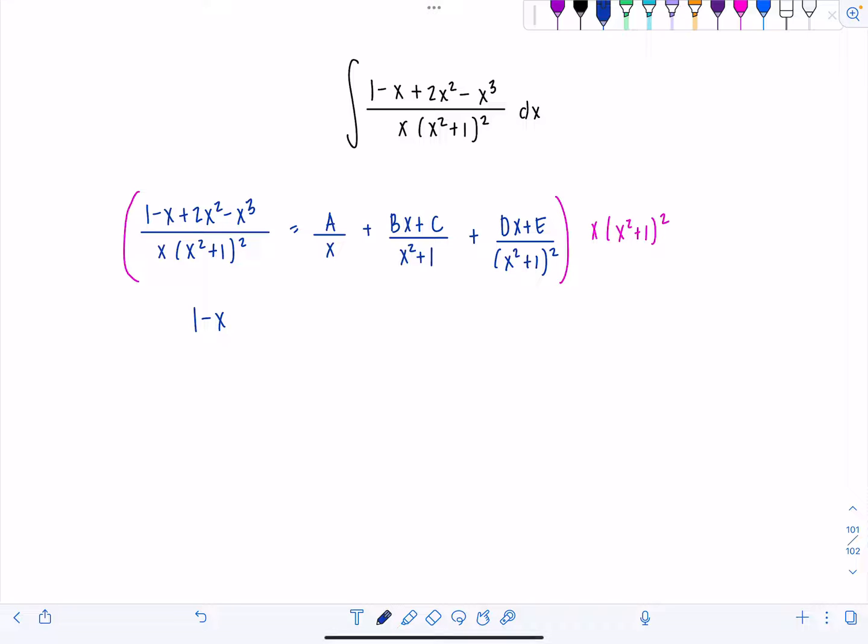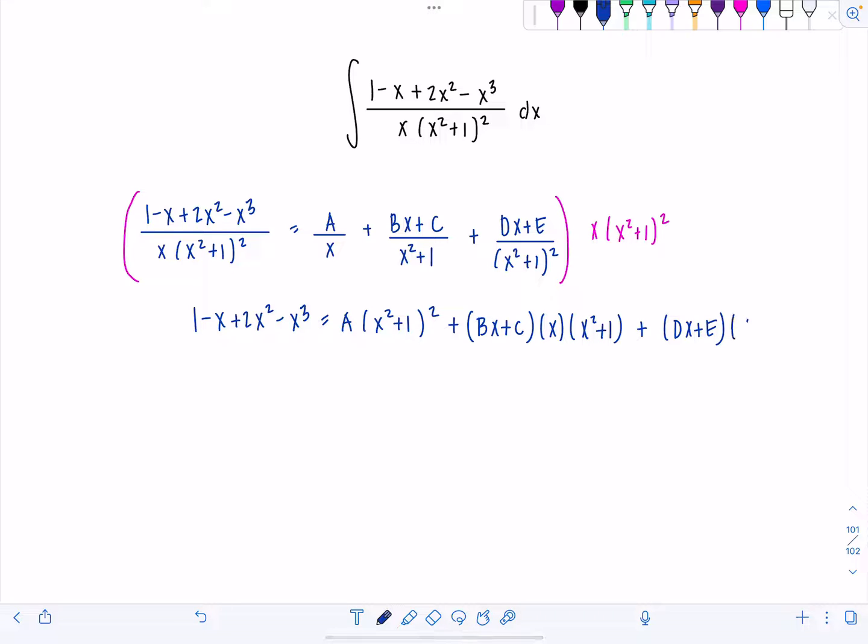So on the left, now we have 1 minus x plus 2x squared minus x cubed equals A times (x squared plus 1) quantity squared, plus (Bx plus C) will get multiplied by 1x and 1 x squared plus 1, because the other x squared plus 1 cancels in the denominator, plus (Dx plus E) times just x.